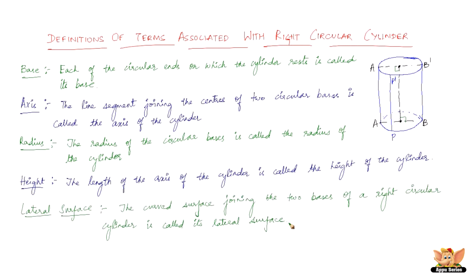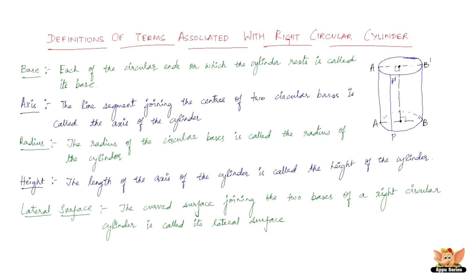The next term that we're going to learn about is the lateral surface. Now what is the lateral surface? We've already come across the term lateral surface in cuboids and cubes. In that case, it was nothing but the four sides of a cube or a cuboid, excluding the top and the bottom.